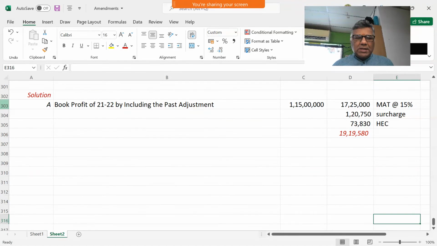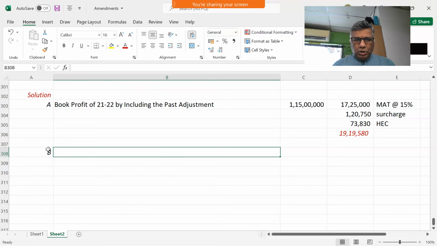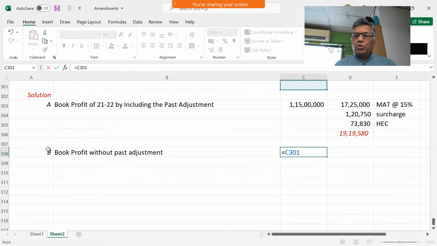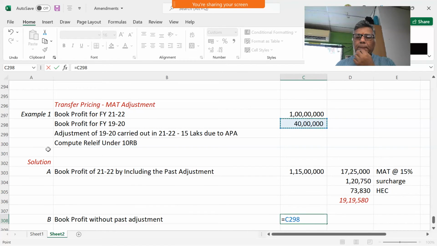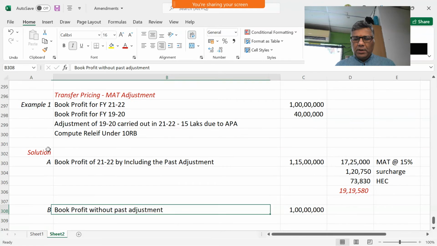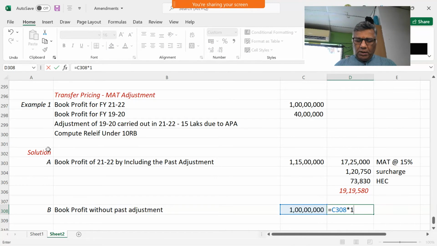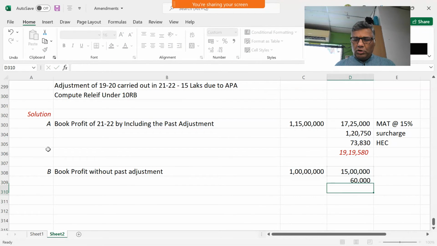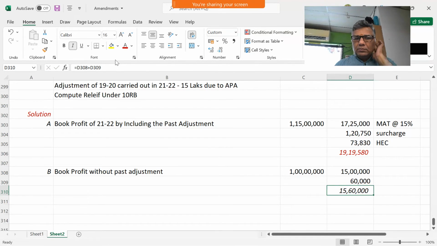What is D? Book profit without past adjustment. That is nothing but on 100 crores into 15%, and HEC will only come, surcharge will not come. Okay. At the primary level, you understand, right?